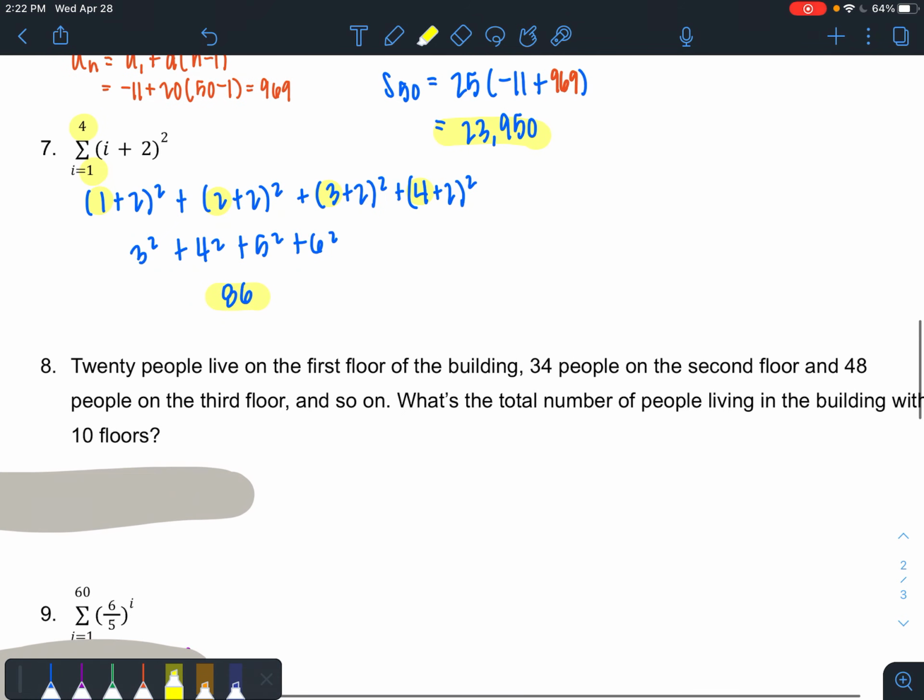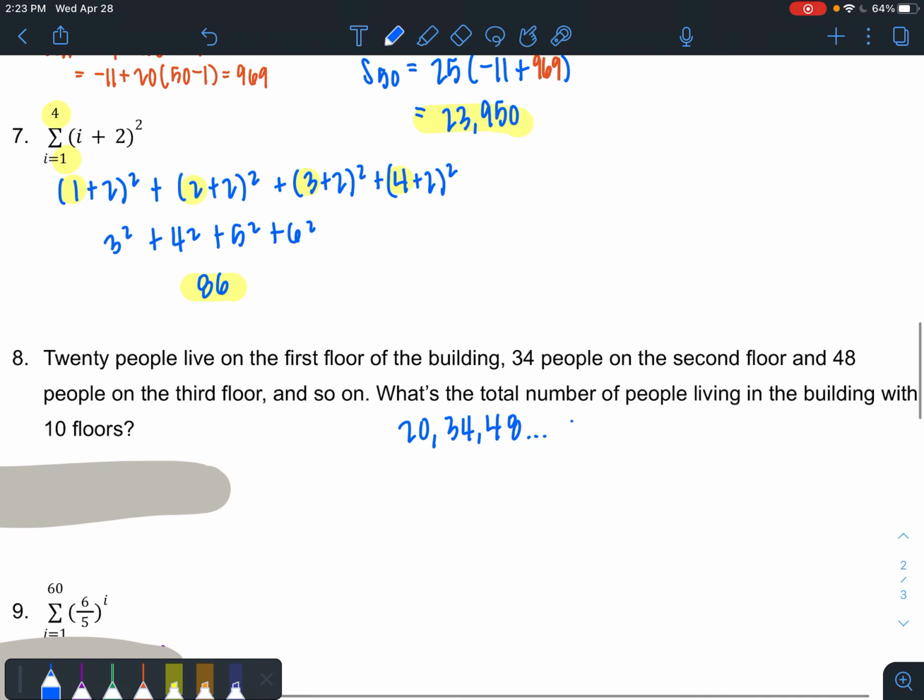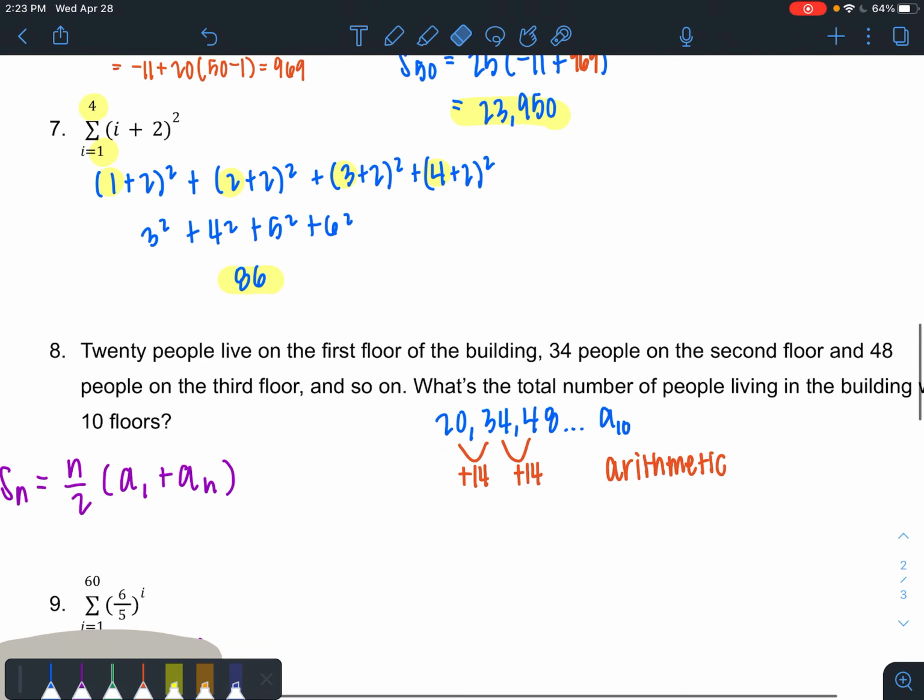20 people live on the first floor of a building, 34 on the second, 48 on the third, and so on. What's the total number of people living in a building with 10 floors? Okay, so we are trying to find the sum of all of these. From 20 to 34, it's plus 14. 34 to 48, it's plus 14. So we have an arithmetic sum. So we're going to use this equation right here.